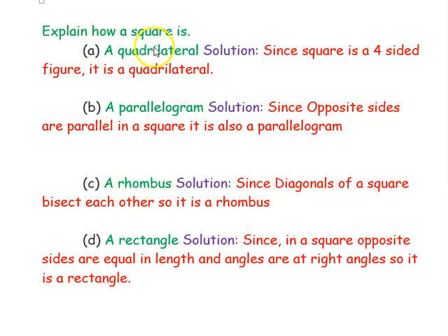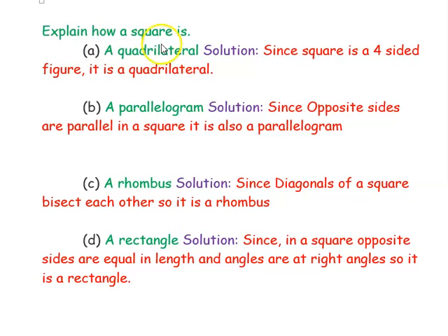Next, explain how a square is a rhombus. You know that in a rhombus, the diagonals bisect each other. In a square also the diagonals bisect each other, and they are of equal length. So we can say that a square is a rhombus.